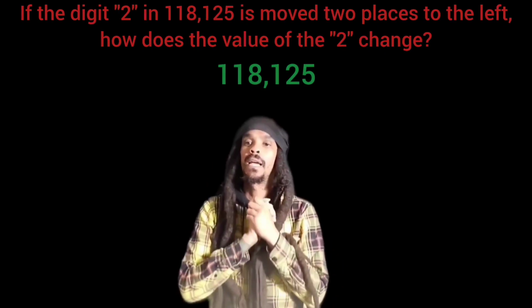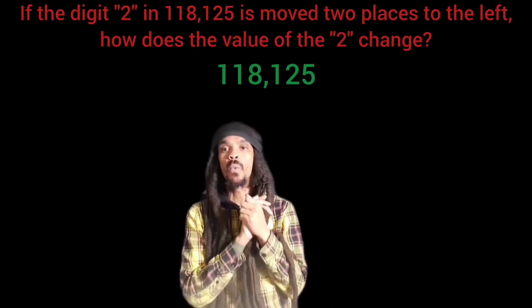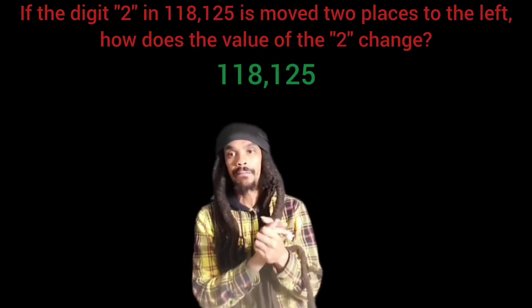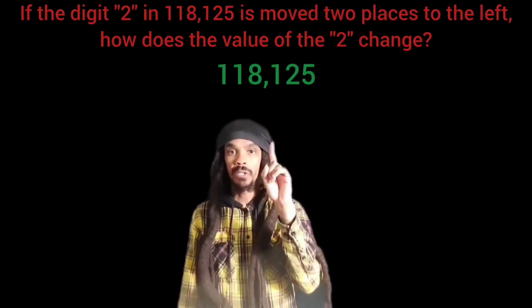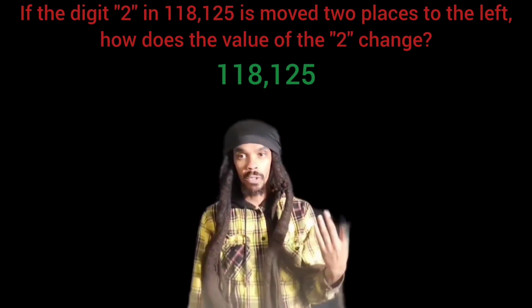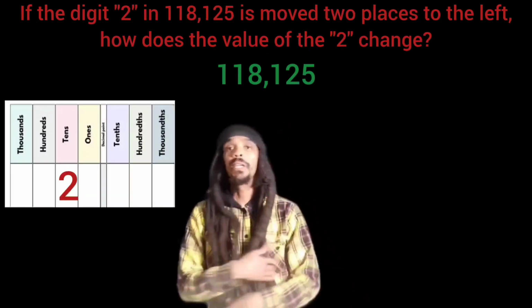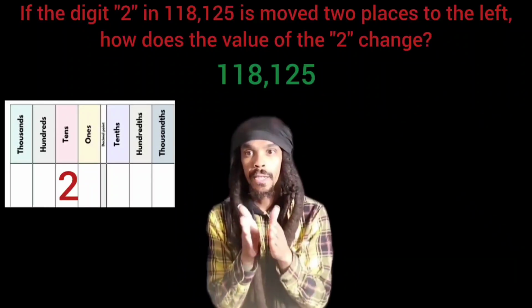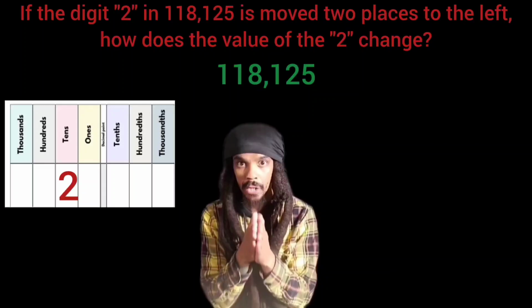All right. But like I said, this number, 118,125, our focus of this number is just one single digit. Okay? The digit that we're looking at in this number is the 2. All right? So y'all tell me, what is that 2 in this number, 118,125, worth right now? Just the 2.